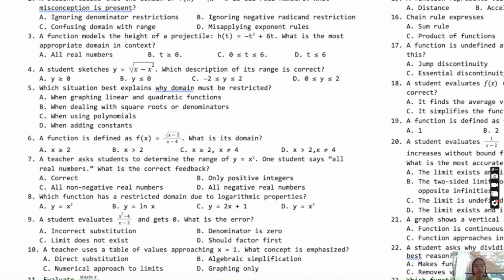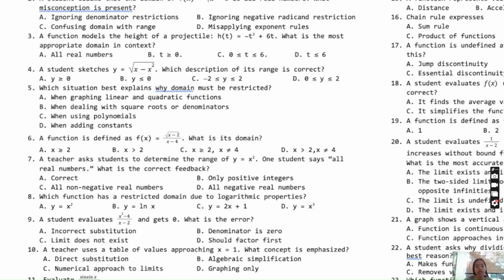So we have now number 3. A function models the height of a projectile, h of t is equal to negative t squared plus 6t. What is the most appropriate domain in context? So the answer of that is letter C. 0 is less than or equal to t, which is less than or equal to 6.